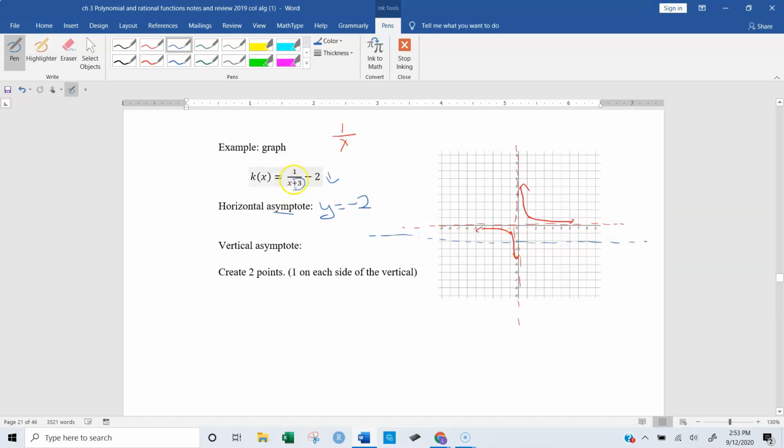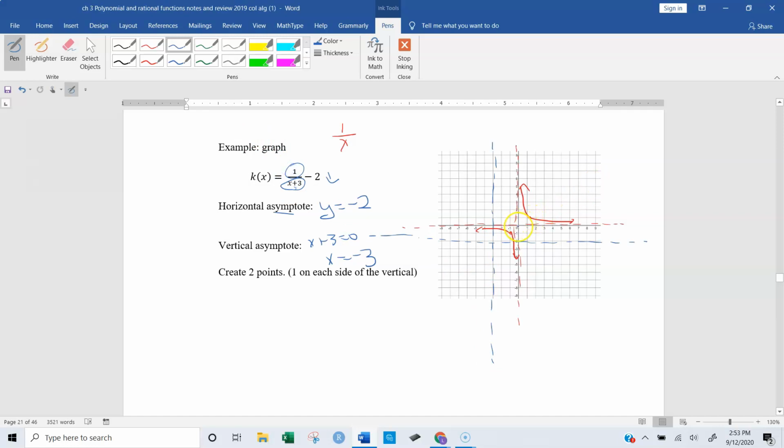The vertical follows the same as before. So you put x plus 3 equals 0, so x equals -3. So it's going to move 3 to the left. And we're going to put in our vertical asymptote. Okay, now that we have these, there's no stretch, there's no number up here.